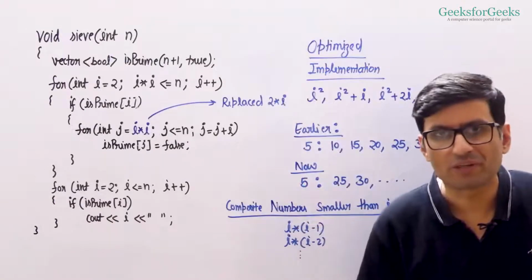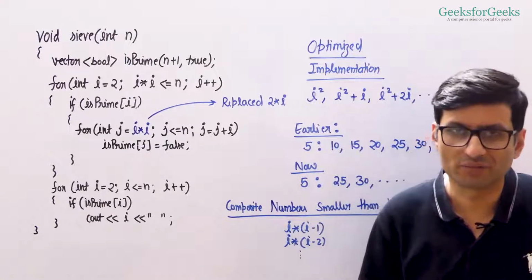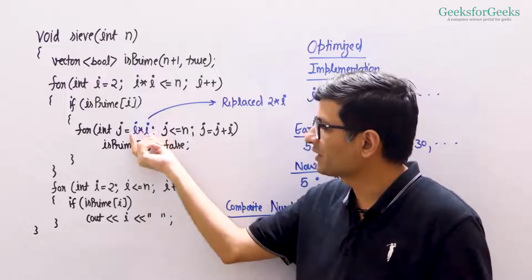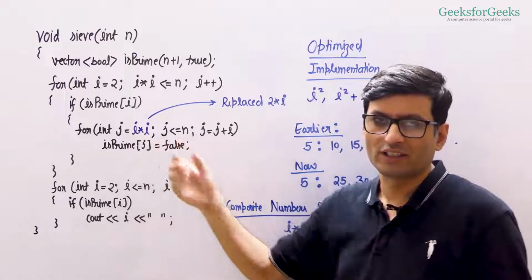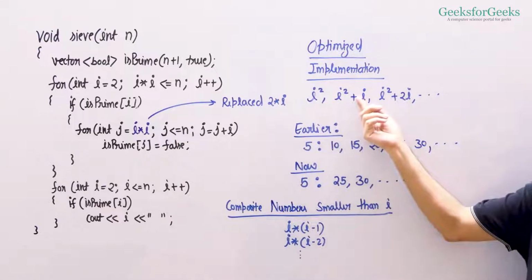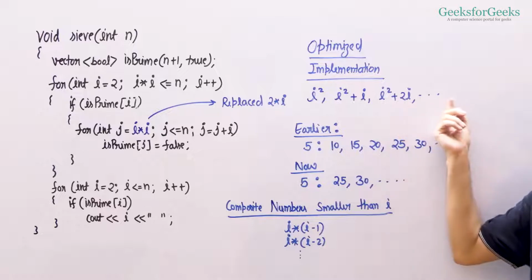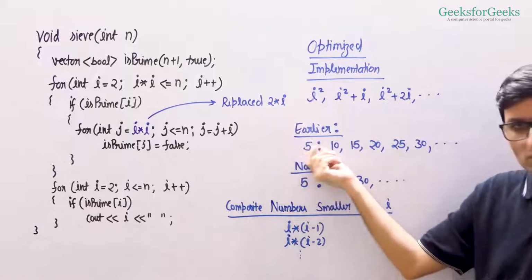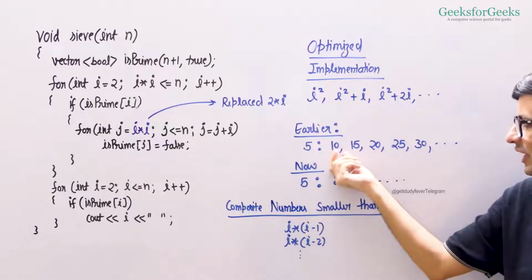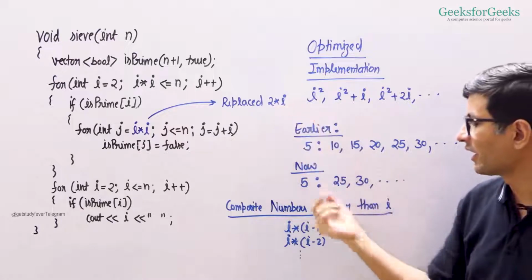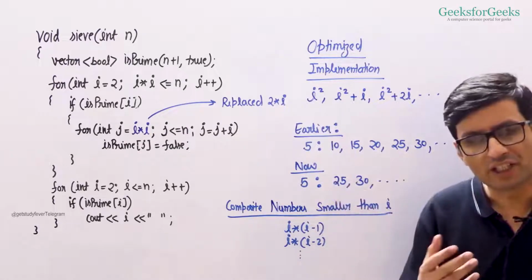Let's now talk about an optimization over the earlier implementation. The optimization that we've done here is we have replaced 2i with I square. Let's see how this works. So we are going to run a loop from I square to I square plus I to I square plus 2i and so on. Earlier when we had 2i for I equal to 5, we were running a loop for 10, 15, 20, 25, 30, right? We were beginning with 2i. Now we are beginning with 25.